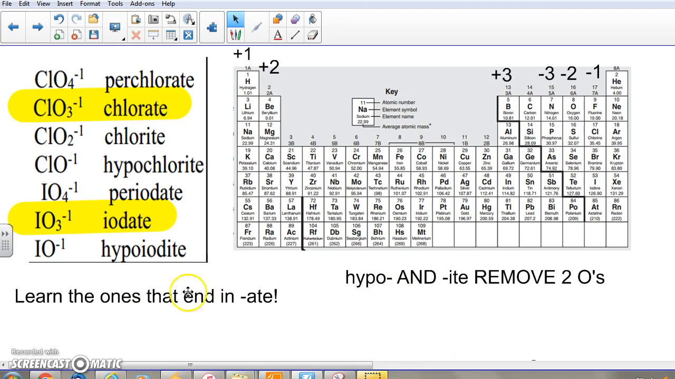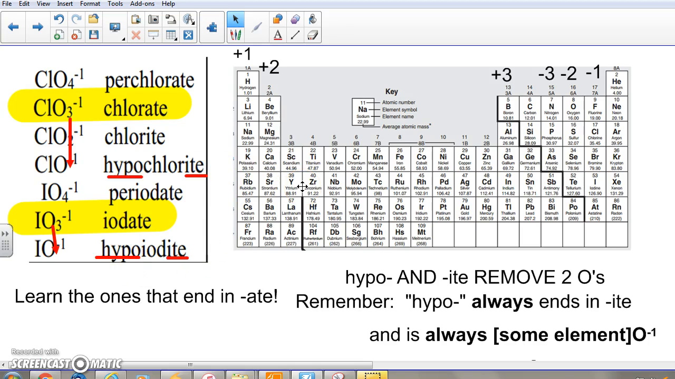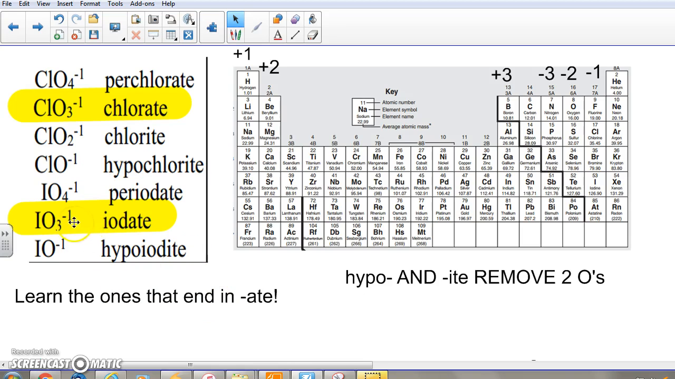Whenever we get that hypo prefix, as we do here and as we do here, what we're going to do is remove two O's. So chlorate becomes hypochlorite, and the number of O's drops from 3 to 1. Now we don't put a subscript of 1, that's assumed. So similarly, we go back here. Here's our iodate. And this is all based off of the ate formula. That's why we learn the ates. So we go hypoiodite. We lose an O from the ite, and we lose an O from the hypo. So we should go from IO3 to IO, and the charge remains -1.